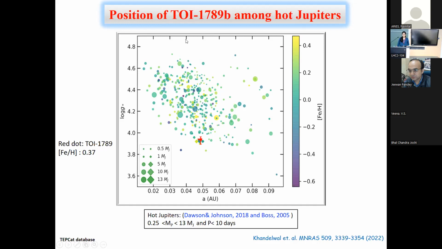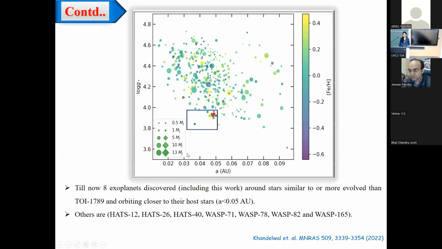So as you can see in this figure, close-in planets are more common around main sequence stars, and for the evolved stars there are very few planets, and till now only 8 exoplanets have been discovered around stars similar to or more evolved than TOI-1789, and they are orbiting closer to their host star, within 0.05 AU.